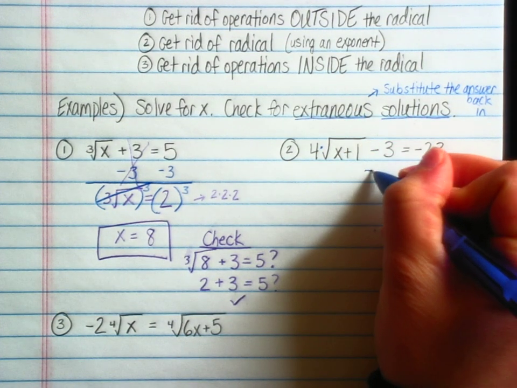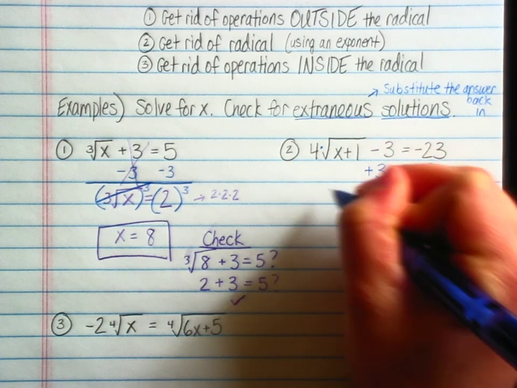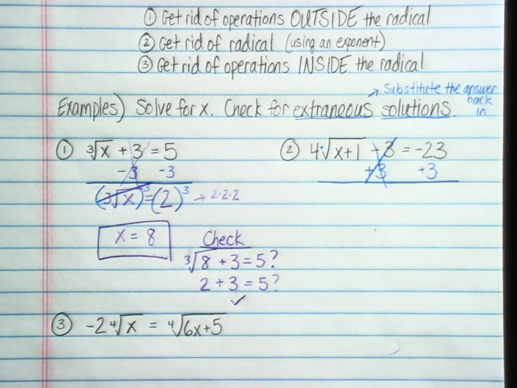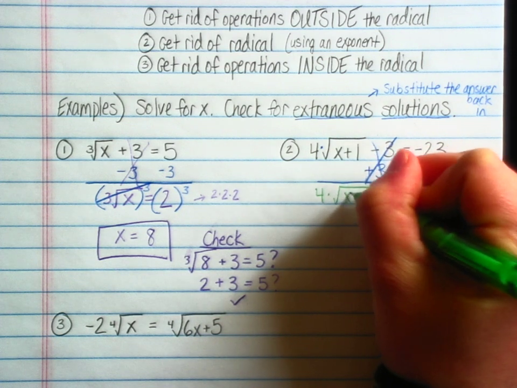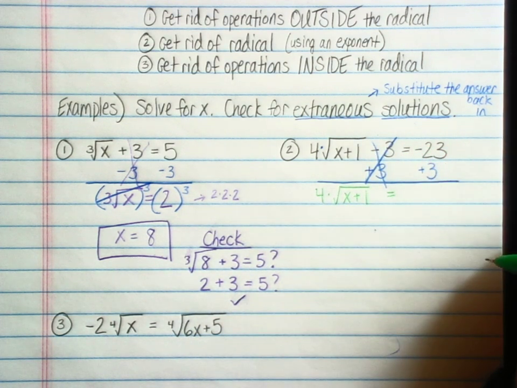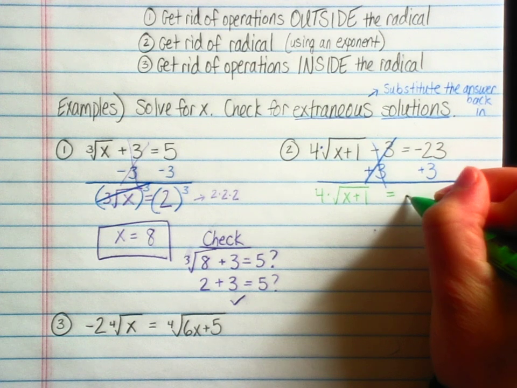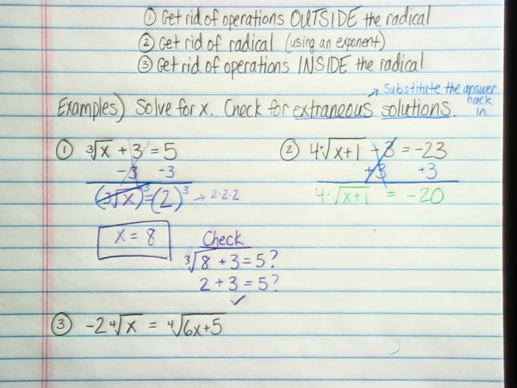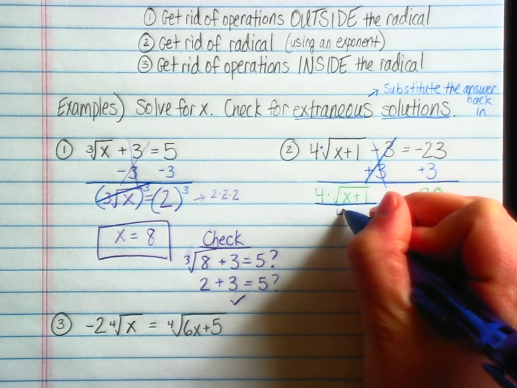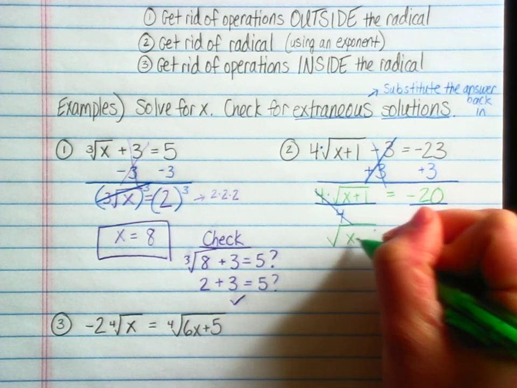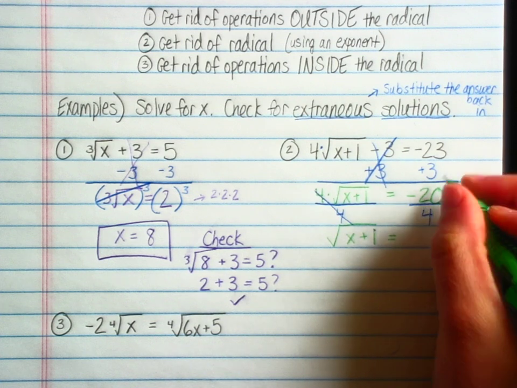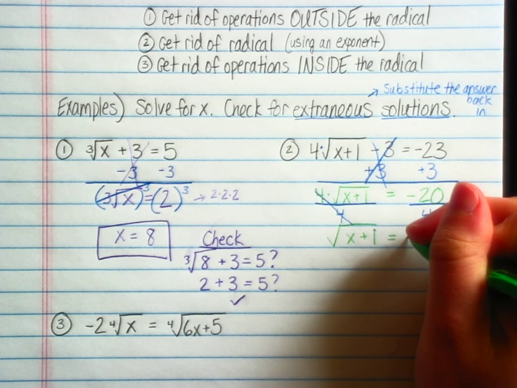So I'm going to add 3 to both sides. That'll leave me with 4 times the square root of x plus 1. And on the other side, negative 23 plus 3 is negative 20. Okay, and now I still need to get rid of that times 4, so to do that I'm going to divide by 4. Alright, get rid of everything outside of the radical first. And that's going to leave me with the square root of x plus 1, and now negative 20 divided by 4 is negative 5.